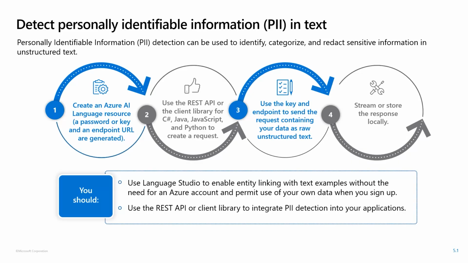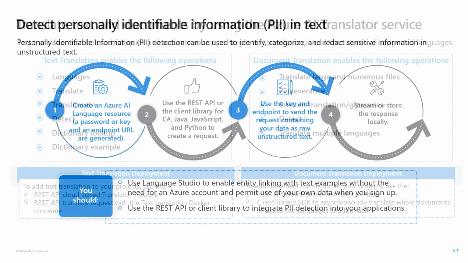It's important to know how to create a language service resource and use the key and endpoint to send requests with raw text. You should be familiar with using REST API or client libraries in languages like Python, Java, and so forth. So make sure you explore how to stream or store the response locally, another useful area. And don't forget to check out how Language Studio can be used for things like entity linking and testing without the need for Azure accounts.